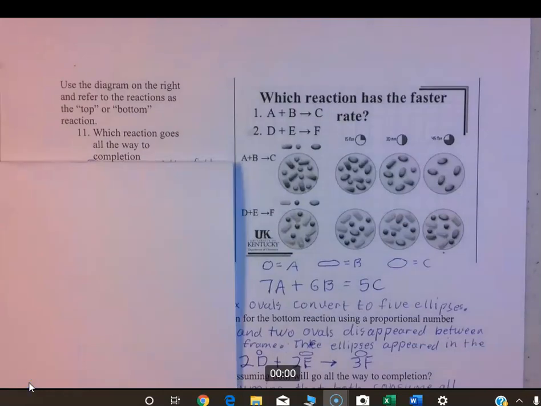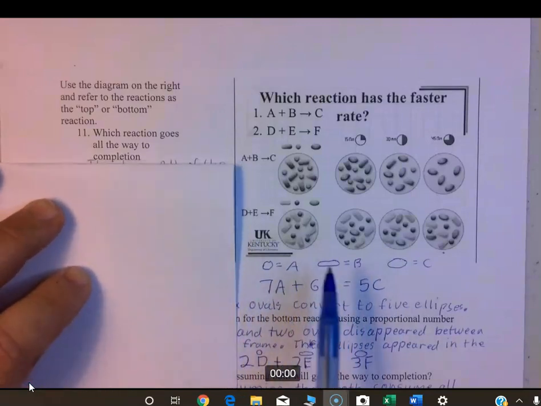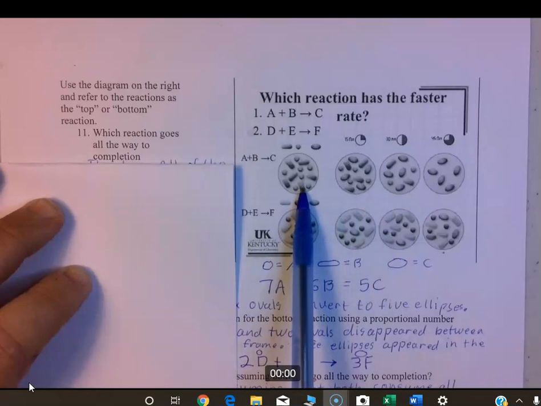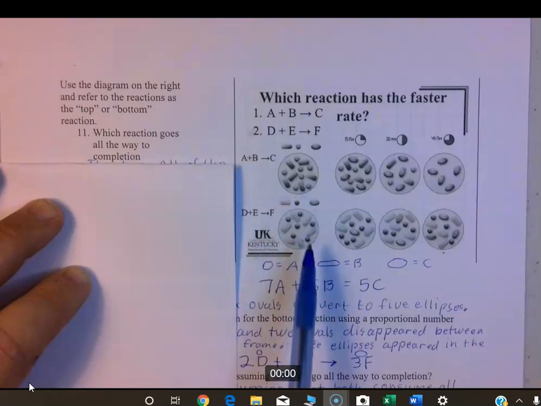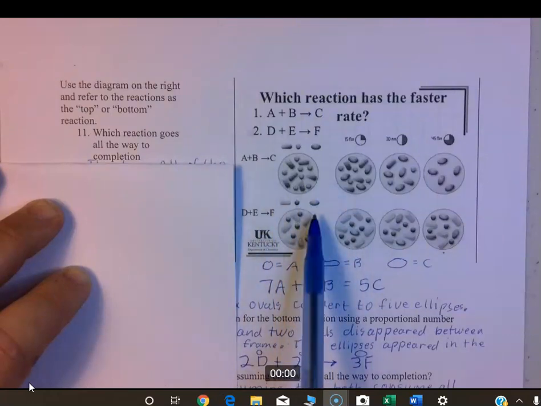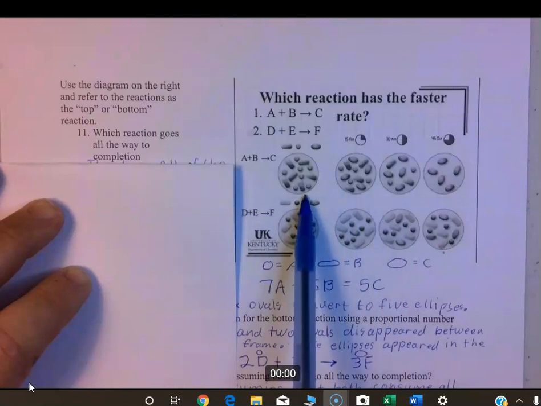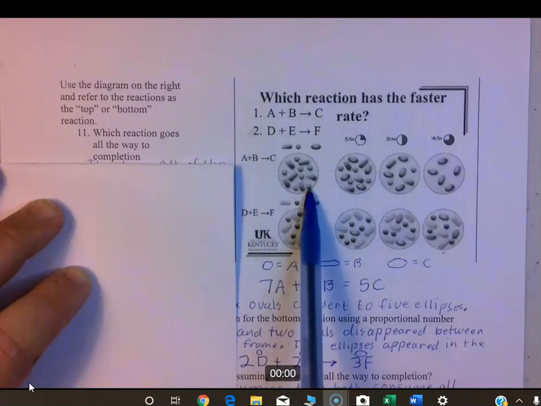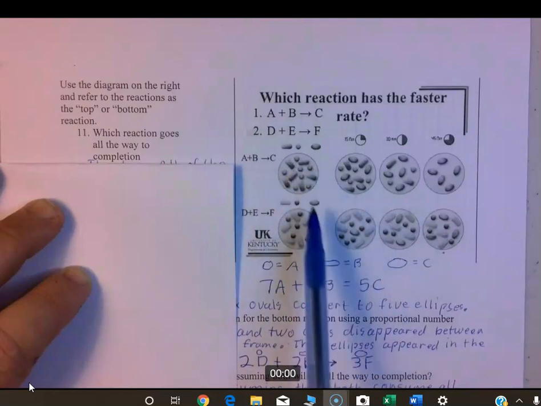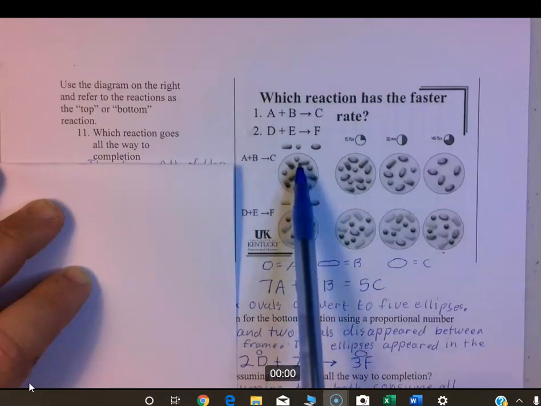Okay, little interruption, so let's continue on. Which reaction goes all the way to completion? Well, you can see over here, there are some ovals as a reactant. We can just imagine that that's reactant B. Those are the ovals over here, or on either one of these actually. But let's just say this is reactant A up here, and there's 1, 2, 3, 4, 5, 6, 7 circles. And for the ovals, there's 1, 2, 3, 4, 5, 6.